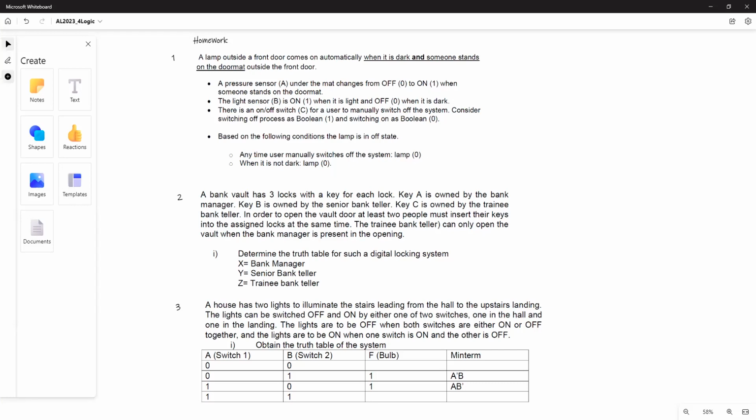And I will send you more when we talk about sum of products and also product of sums. Then I will give you more exercises on this.